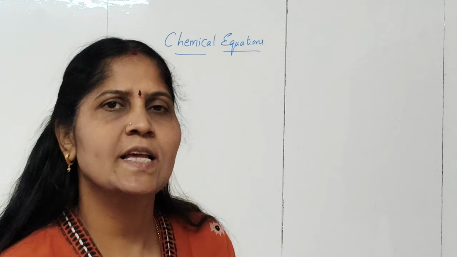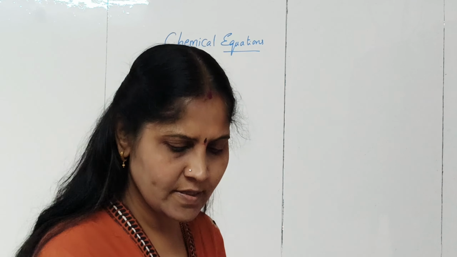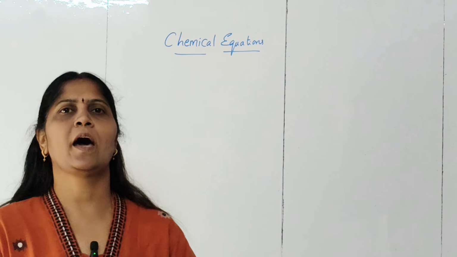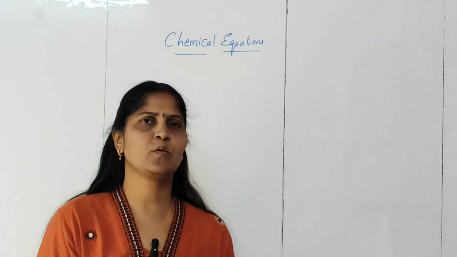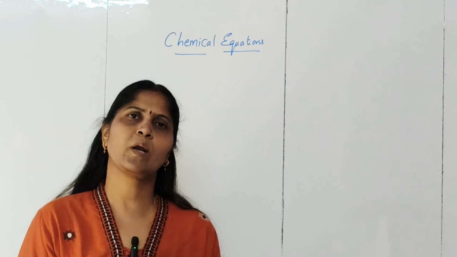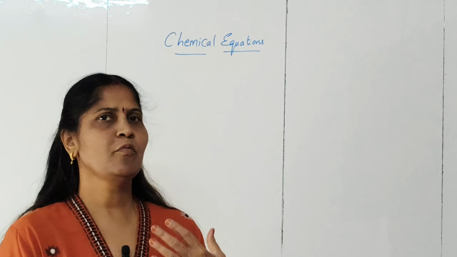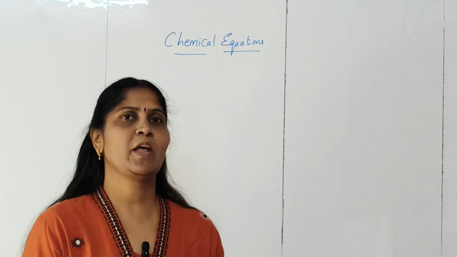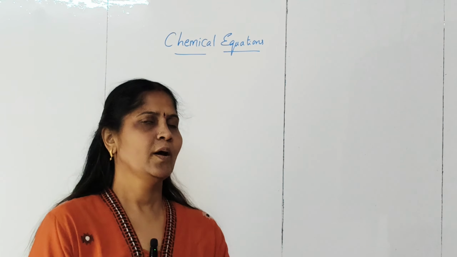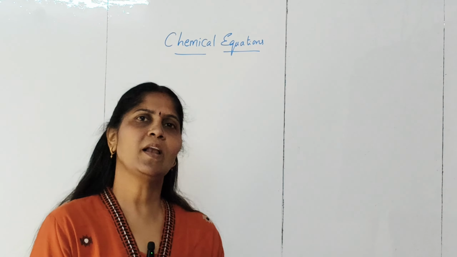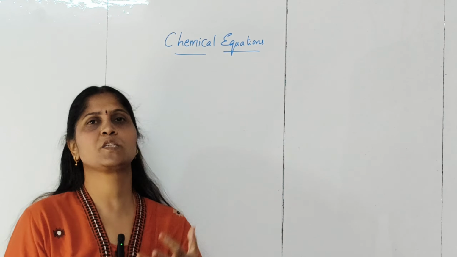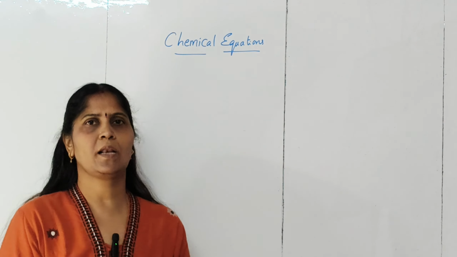So what is happening? Baking soda is reacting with the acetic acid and producing carbon dioxide gas, which we were able to see. As you can remember, one of the characteristic features of a chemical reaction is the evolution of gas. Here carbon dioxide gas has evolved. That is how a chemical reaction takes place. Now let us see what chemical equations are and how we write them.